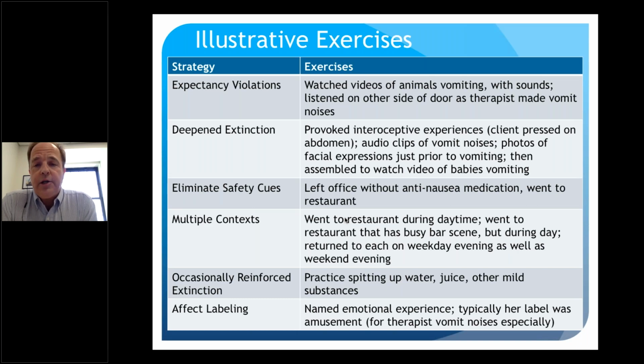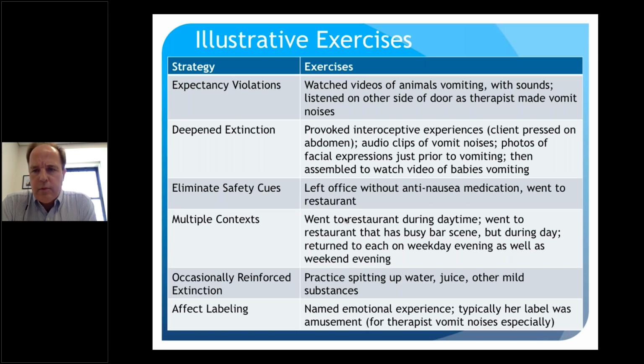So for expectancy violations, one of the things that was an initial task was we watched videos of animals vomiting with sound. The reason why this is a good one to think of in this context is that when animals vomit, there's all different varieties of the way in which this actually happens. Very different from when humans do. And so in order to do this, we stayed pretty distal from the target kinds of concerns she had. So we didn't go with babies vomiting very early on. We started with things that were pretty remote from the human experience of vomiting.